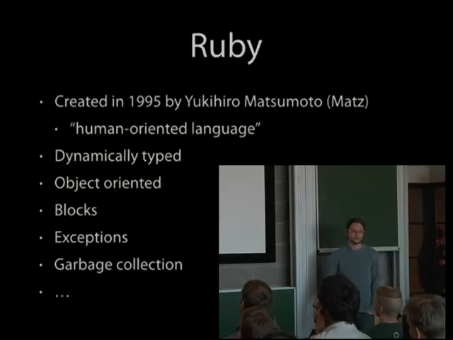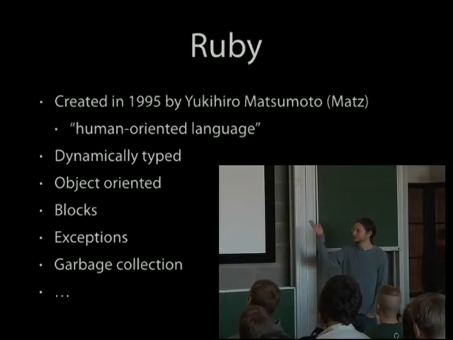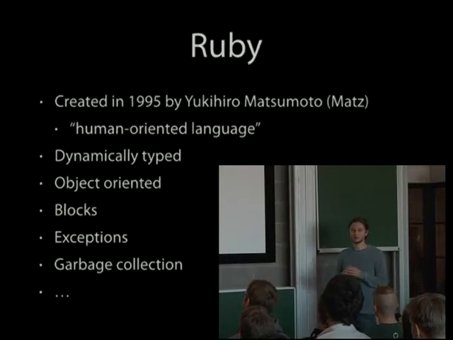And I think the number one design principle of Ruby is that it was created for humans, not for machines. So it was designed so that you can enjoy programming and not create that many bugs. And it's very special. If you don't know Ruby, I recommend you check it out. It's very good. So it's really a human-oriented language.